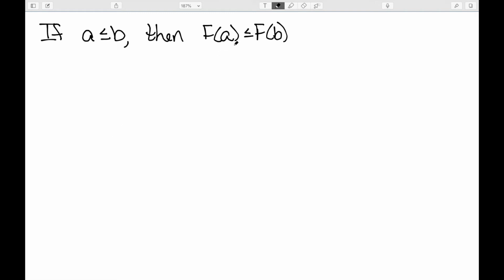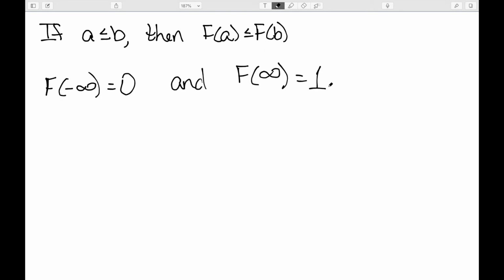This should make sense since, like I said, this capital F is really telling you the proportion of things that came before that. Since A is smaller, there are fewer things before A than B. So the probability that you came before A would be smaller than the probability that you came before B. Next, F of minus infinity is 0 and F of positive infinity is 1. Since we're looking at the proportion of things that came before, nothing comes before negative infinity, so that probability would be 0. Everything comes before infinity, so that probability should be 1.